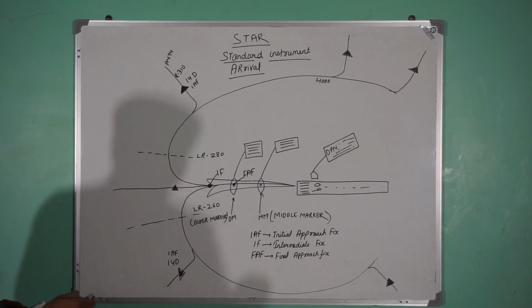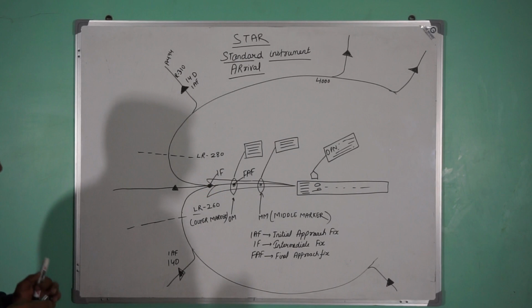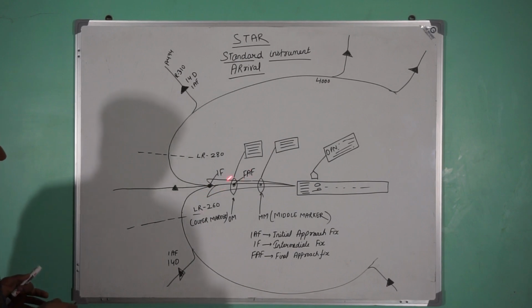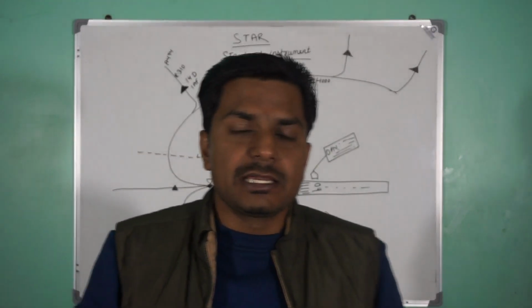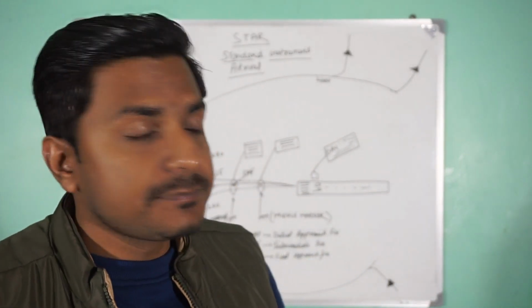At the initial approach fix, you will start your procedure for landing, and at the intermediate fix, you will be aligned on the ILS of the runway. And the final approach fix is the point where you have to ask for landing clearance. So these are 3 points you have to take care of, and at these points you have to take specific information or specific action according to the chart.